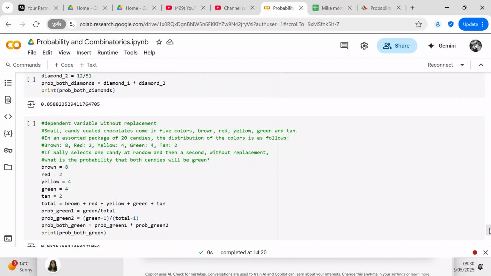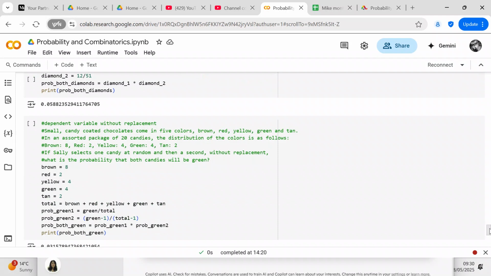The next question is a dependent variable without replacement. Small candy-coated chocolates come in 5 colors, being brown, red, yellow, green, and tan. In an assorted package of 20 candies, the distribution of the colors is as follows. Brown is 8, red is 2, yellow is 4, green is 4, tan is 2.